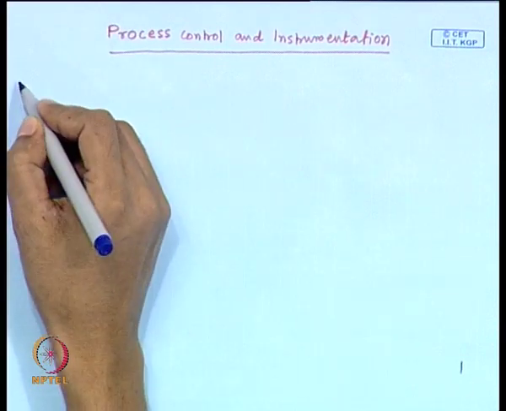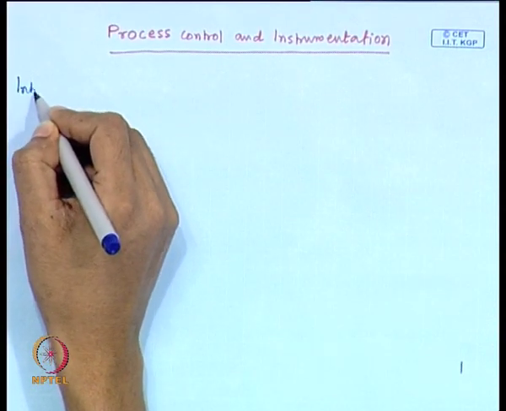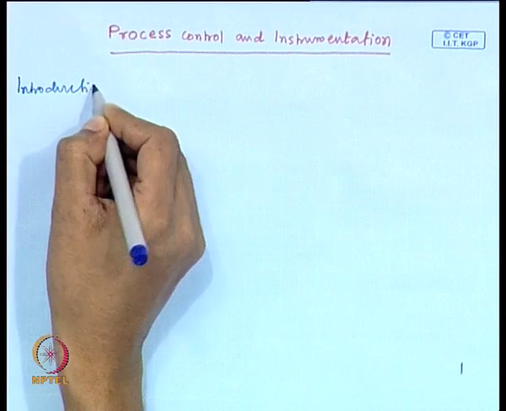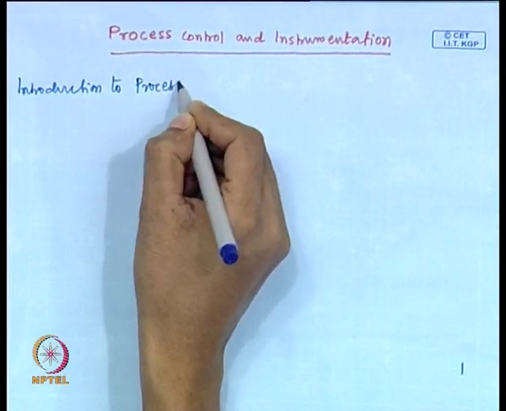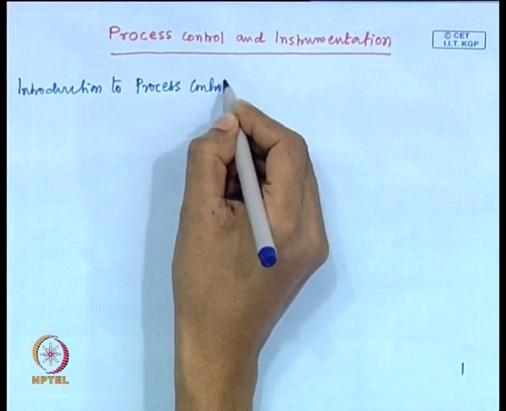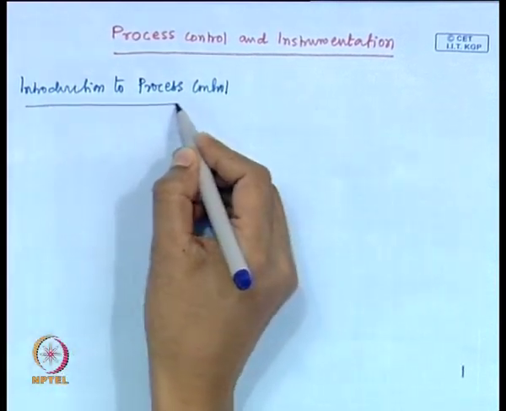The name of this course is process control and instrumentation. Initially, we will cover the process control and then the instrumentation course. So, the first topic is introduction to process control. This topic we will cover first.